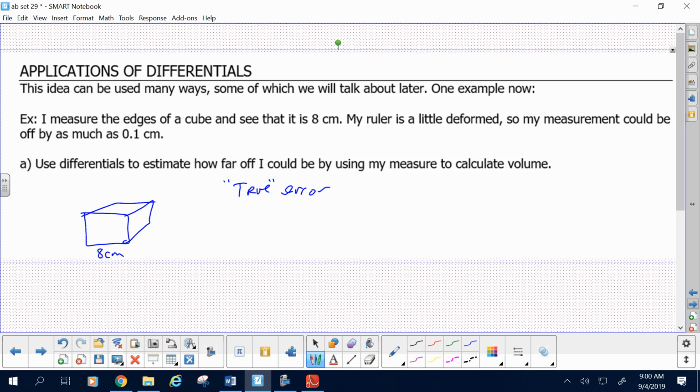True error. All right, so the true error would be the actual change in volume. So maybe something like the volume when it was 8.1 minus the volume when it was 8. I could calculate that and figure out what's the difference between the two volumes if I'm off by 1/10 of a centimeter, right? But the question says use differentials instead to estimate it. Now, I can be confident that that's going to be a pretty good estimate, because the difference between these two, the delta, in this case x, is pretty small. You follow me? All right, so the idea is that delta v can be approximated by dv.